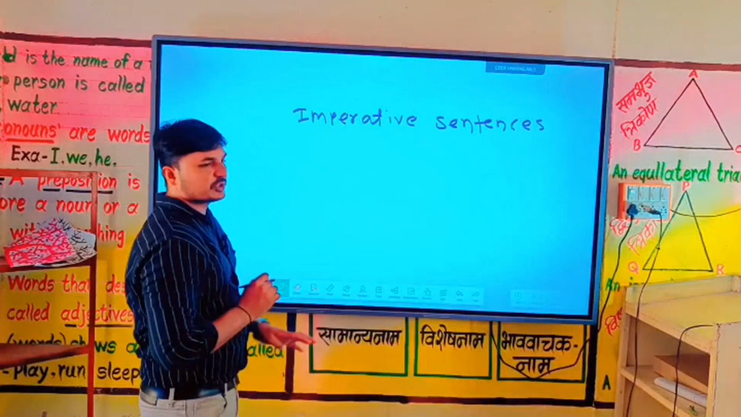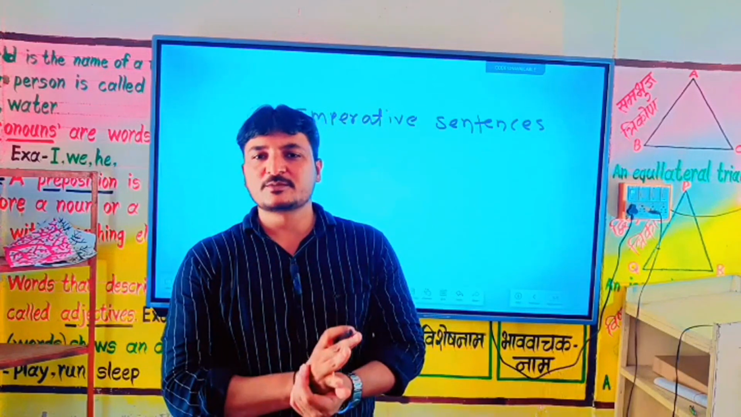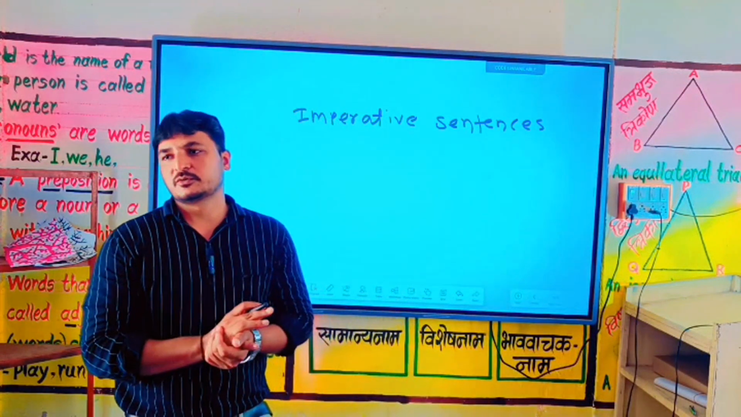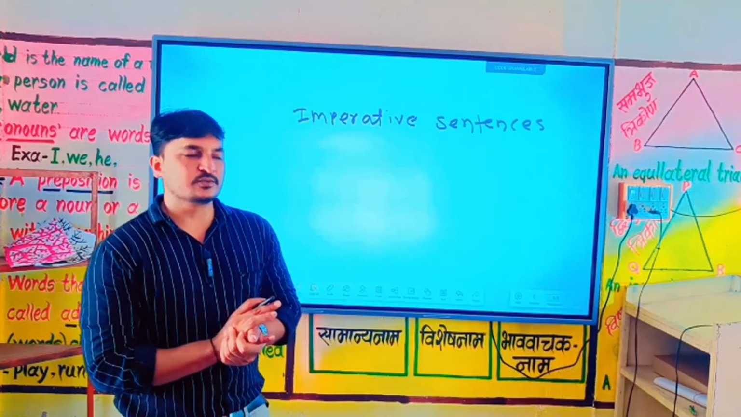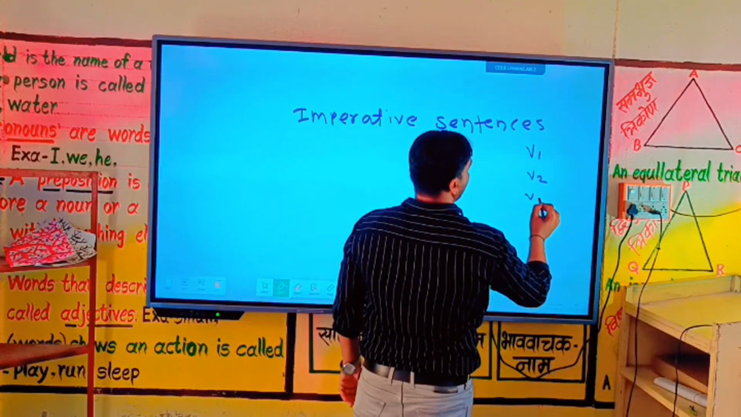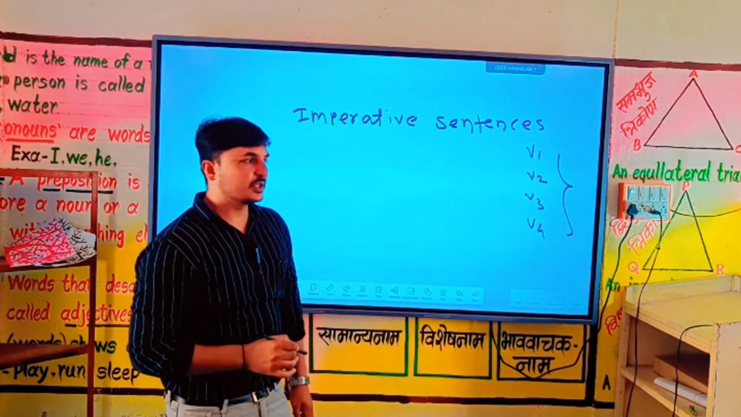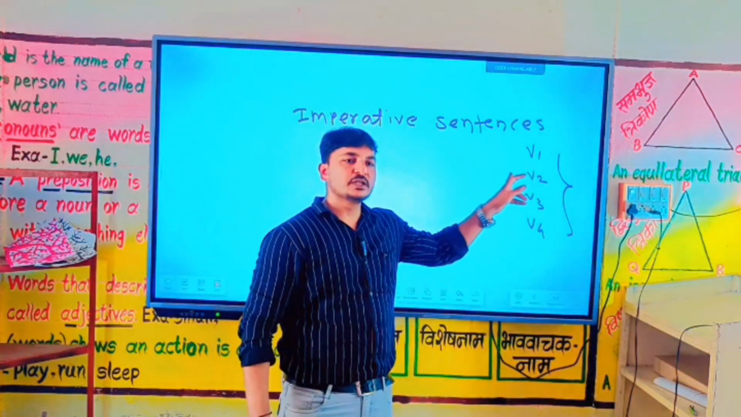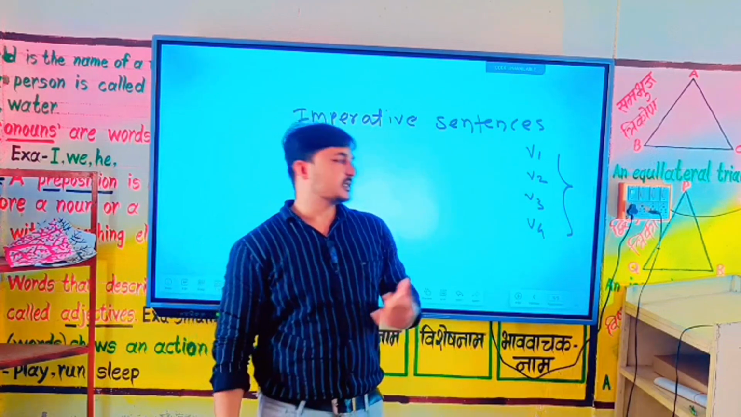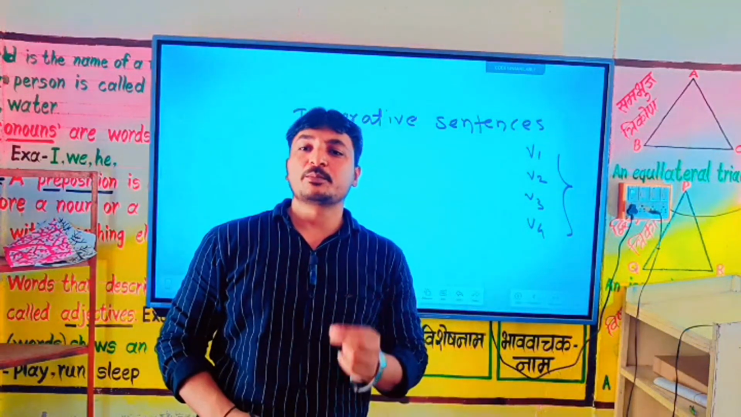Remember there are four forms of the verbs. Base form, past form, then third form, and then the last one, the fourth form. So these are the forms of the verbs. We can call them V1, V2, V3 and V4 in short. V1 is the base form, V2 is the past tense, V3 is called the past participle, and the last one, V4, is called the present participle.